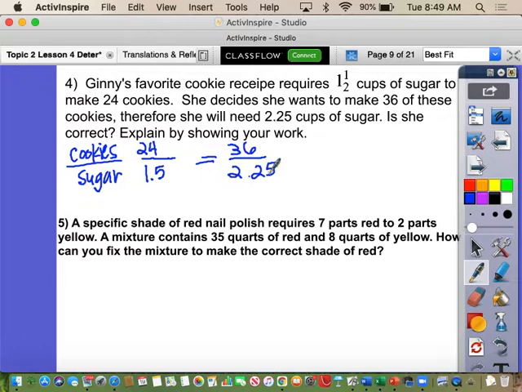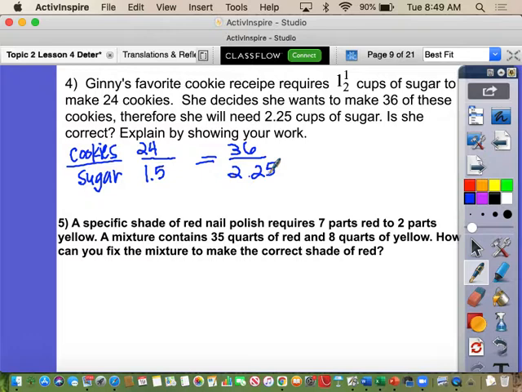Okay, so if you're cooking, Carter, what needs to be true about those ratios if we're trying to make the same recipe? They have to have the same unit rate. They would need to have the same unit rate. They would need to be proportional. You can't just change up your relationship between the sugar and the cookies. It's not going to taste the same. So we want those ratios to be proportional.